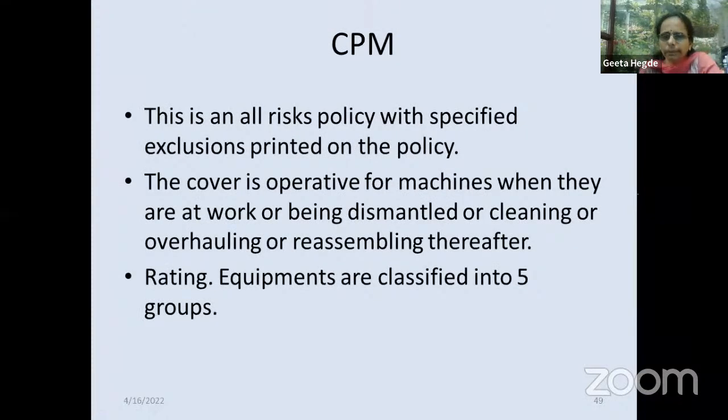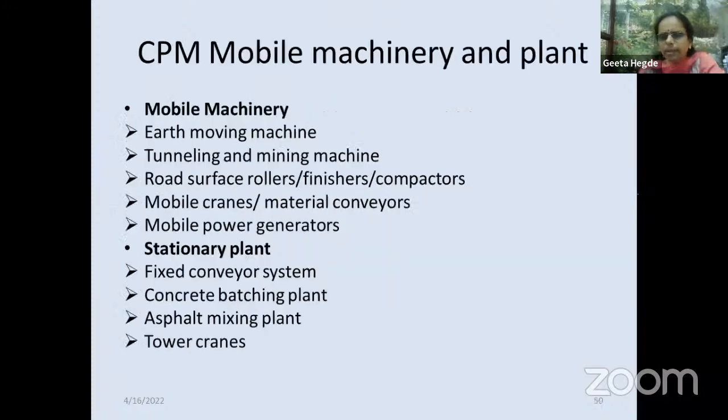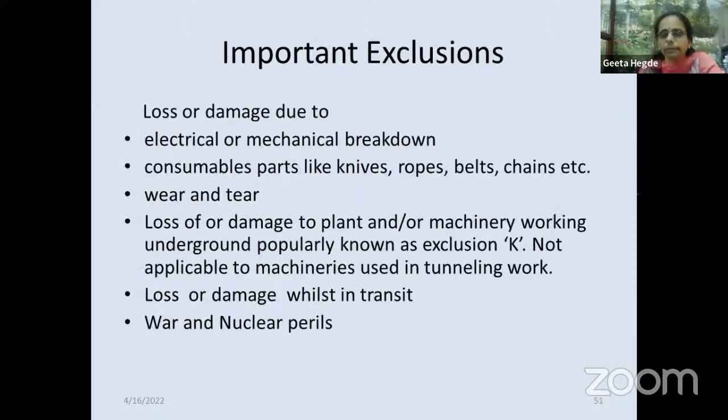All risk policy. Machines when at work, or being dismantled or cleaned, are classified into 5 groups. The machineries are classified into 5 groups for rating purposes. In the CPM, there are mobile machineries, and there can be plants also, some stationary machines, some mobile machines. Exclusions become important.